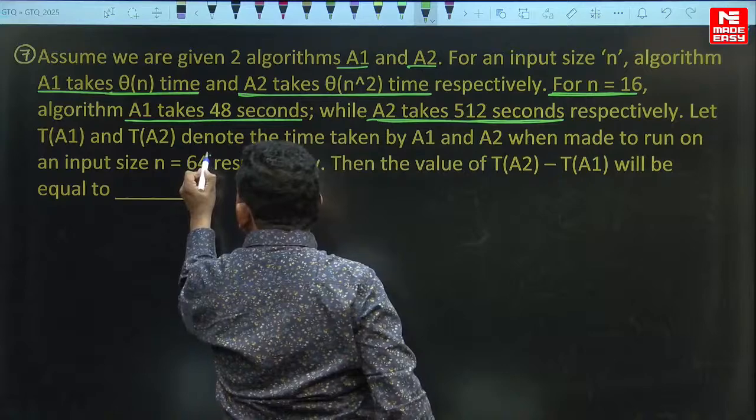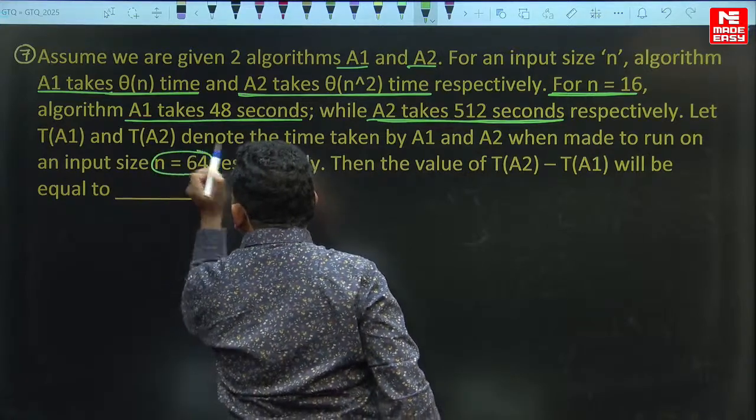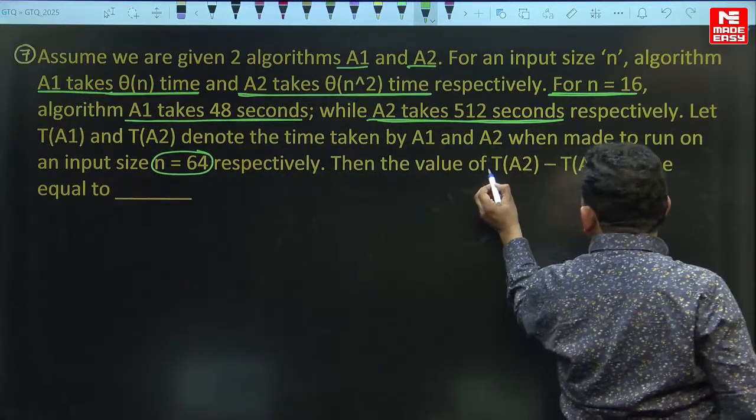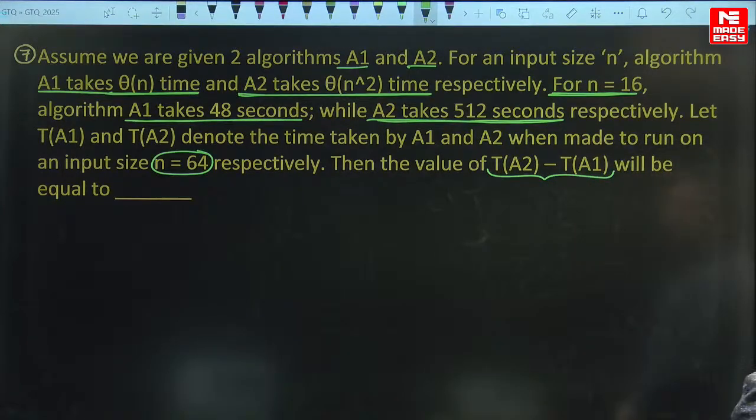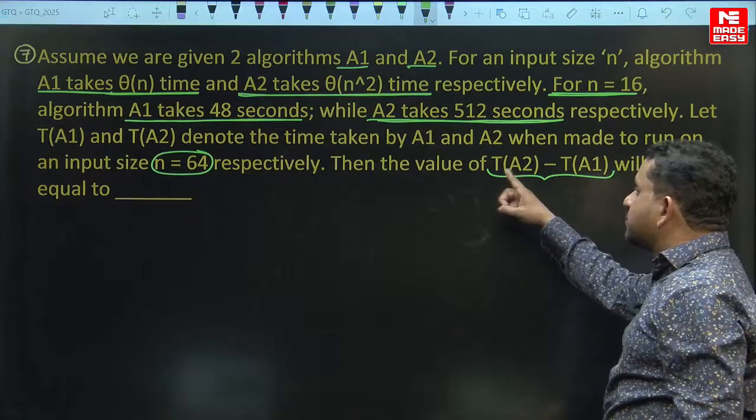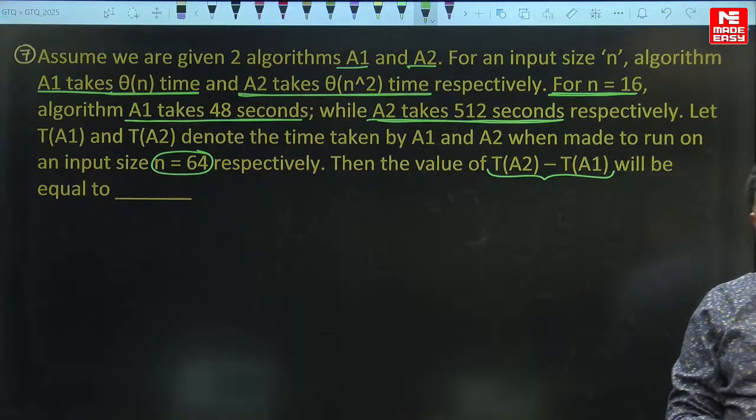Now for n equal to 64 input, what is the difference between the cost of the second algorithm minus the first algorithm? What is the difference for n equal to 64 input?